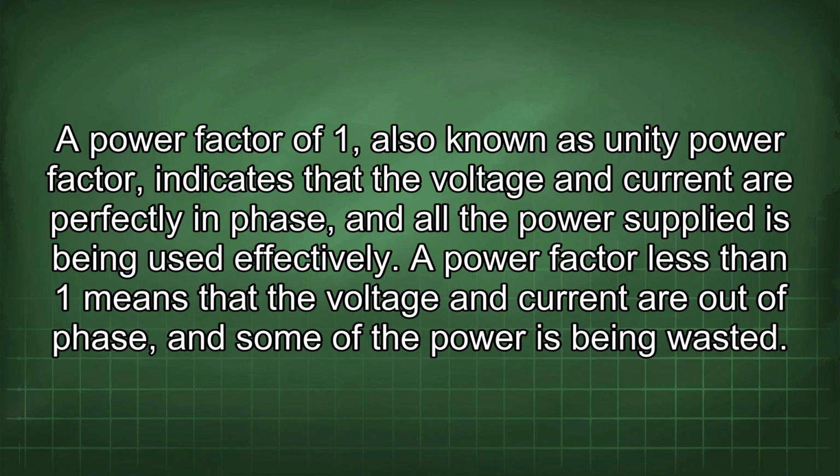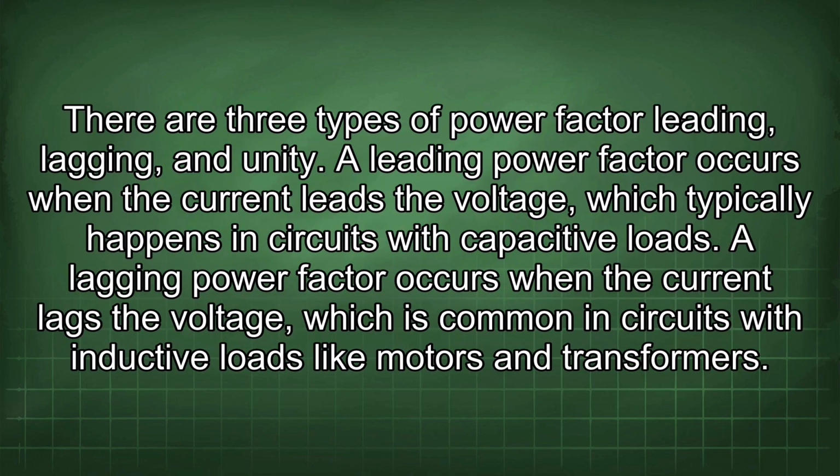A power factor of 1, also known as unity power factor, indicates that the voltage and current are perfectly in phase, and all the power supplied is being used effectively. A power factor less than 1 means that the voltage and current are out of phase, and some of the power is being wasted. There are 3 types of power factor: leading, lagging, and unity.